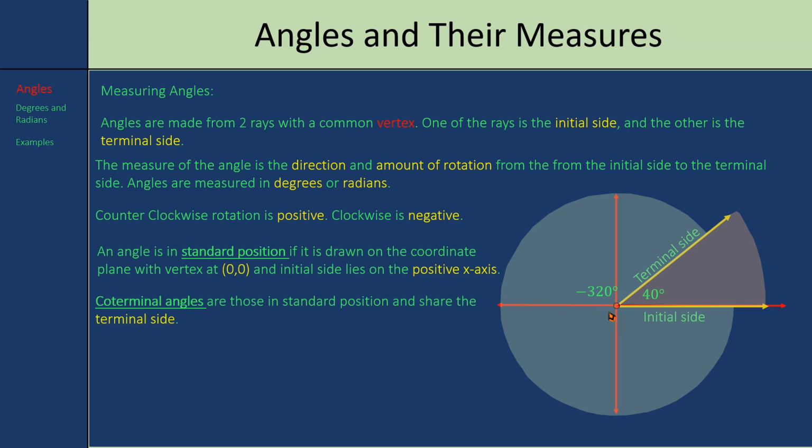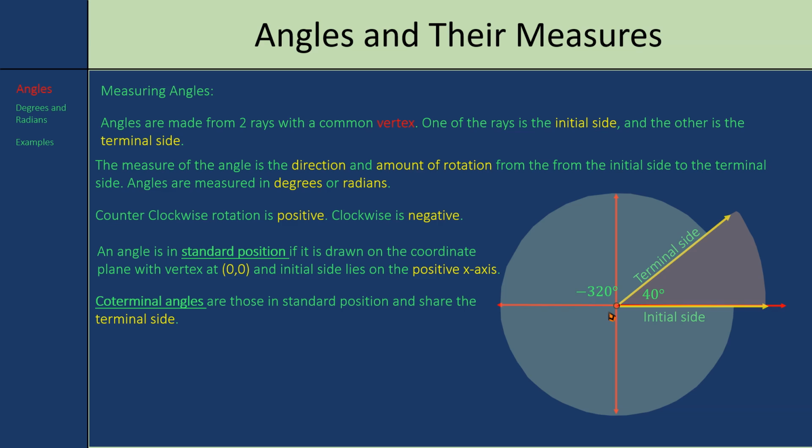Coterminal angles. I know this is a lot of vocabulary words, getting pretty boring, but try to keep track of these. These are very important. You need to know these things. Coterminal angles are angles that share the terminal side, and they have to be in standard position. They have to share the initial side also. So they share the initial side and terminal side. Basically, they look exactly the same, but they have different measurements.